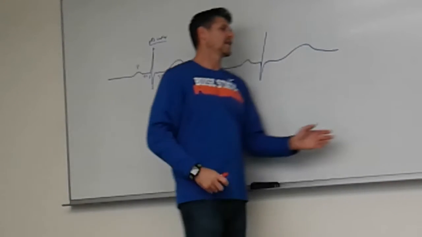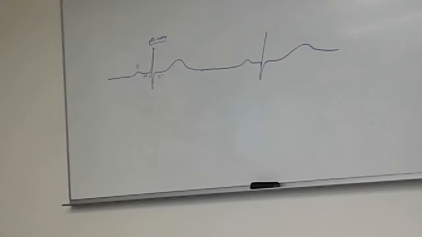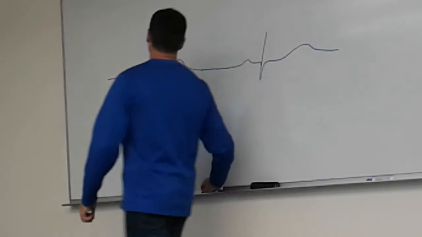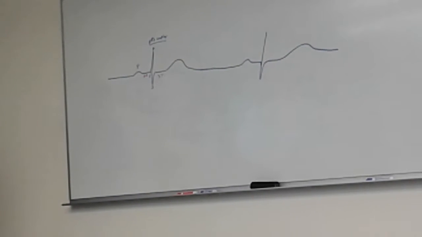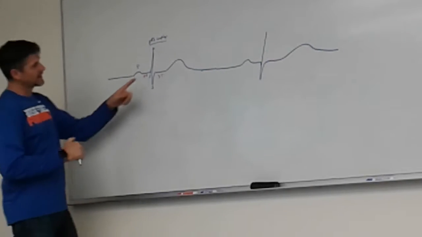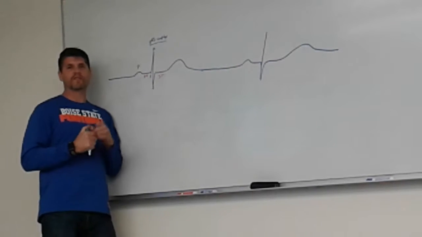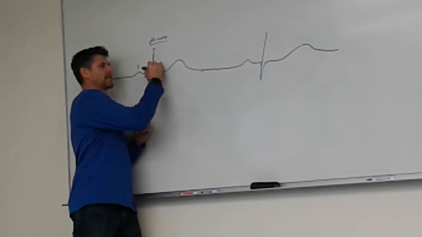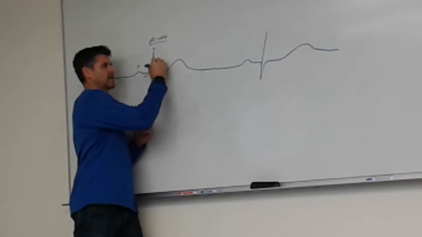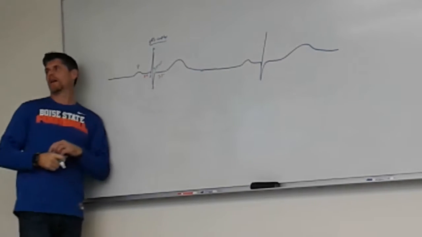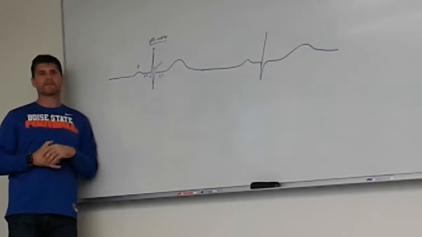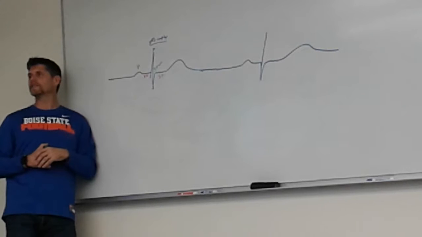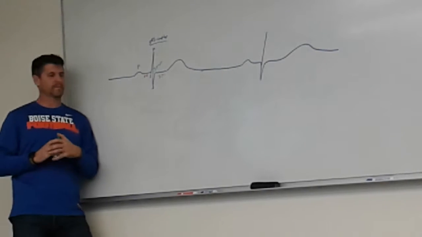In addition to that ST segment, the point at which the ST segment begins, right at the end of the QRS complex, is something that we refer to as the J point. And that J point is going to be of critical importance to you. The J point. It is the point at which the ST segment begins.